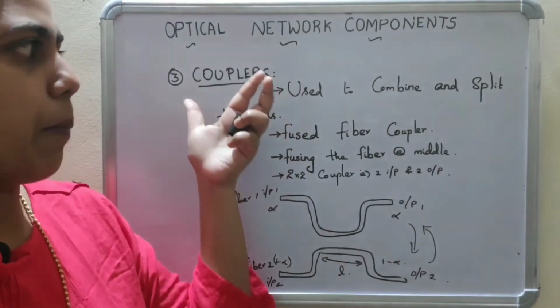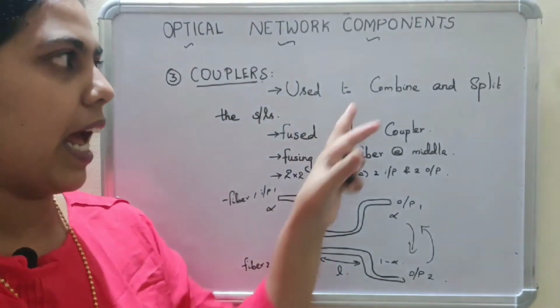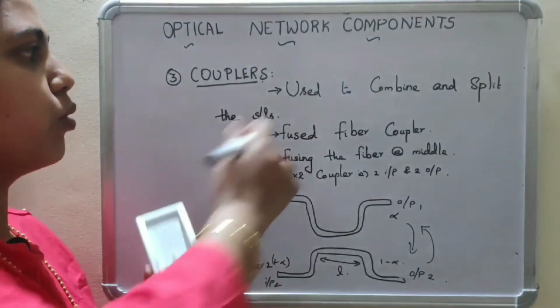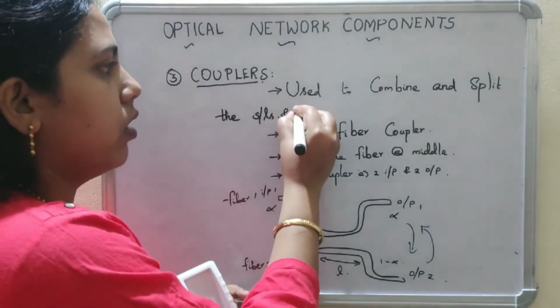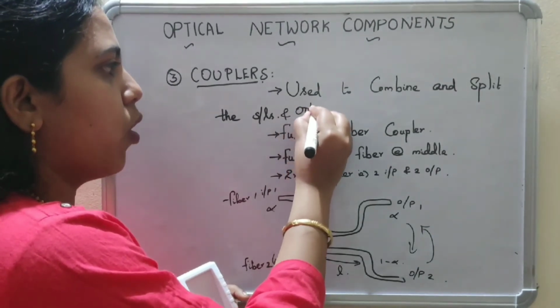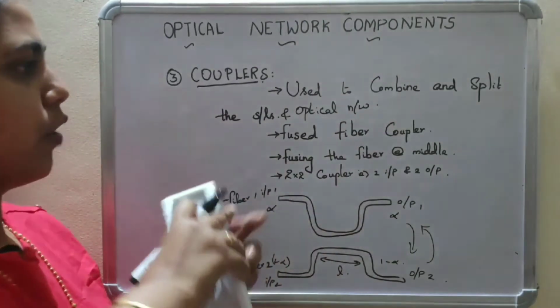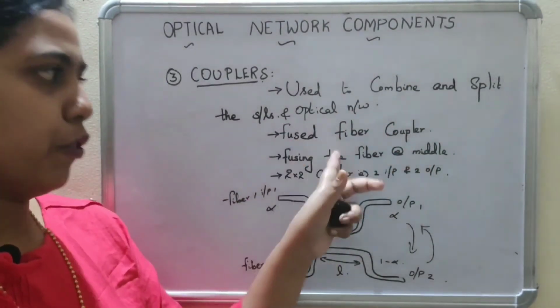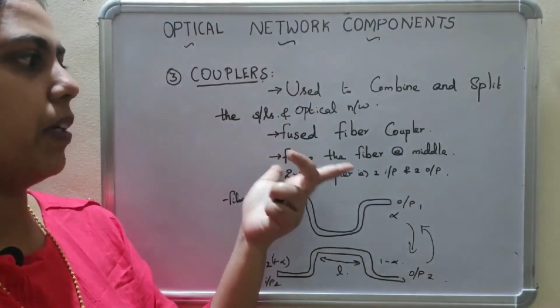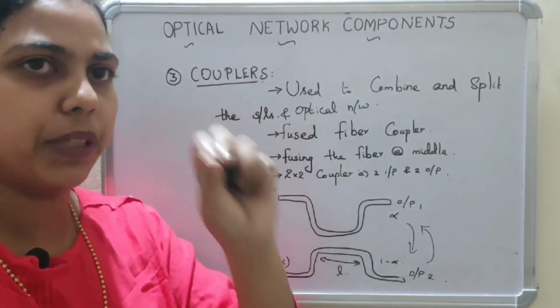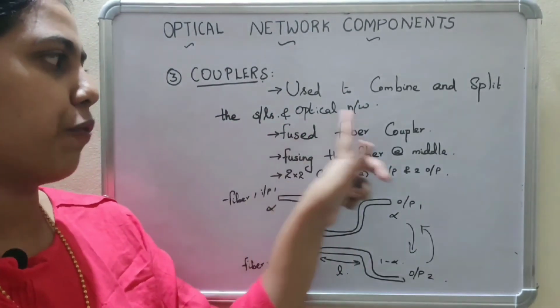That is, a coupler is used to combine and split the signal, and it is used in optical networks. And here there is a fused fiber coupler. Fused fiber coupler means most of the couplers are fusing the fibers at the middle, so it is called fused fiber coupler.